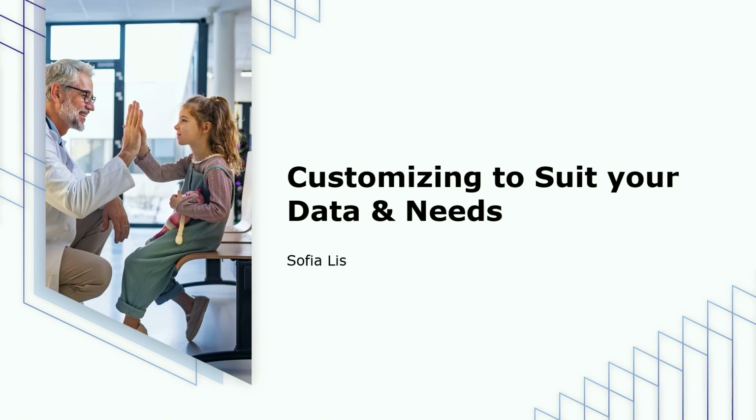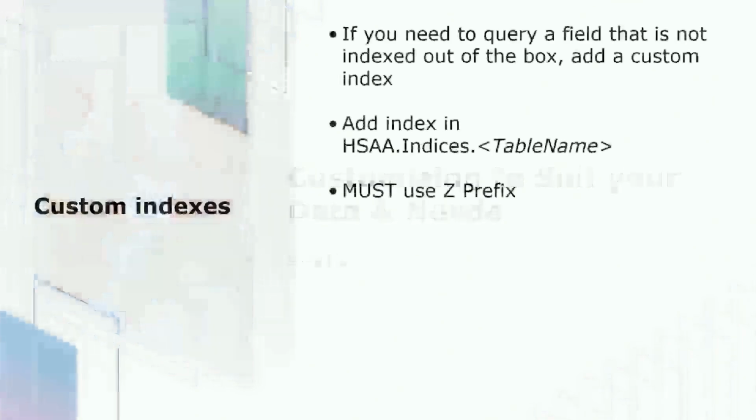So we just talked about all the ways that Health Insight helps you speed up your queries for common use cases, but it opens the question of how much do you have to do to speed them up if you have uncommon use cases or maybe uncommon data. And the answer is not much, really. It's quite simple. So I will just run through a few common scenarios that you might run into.